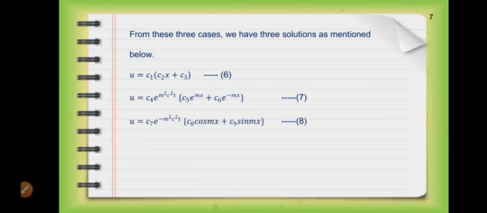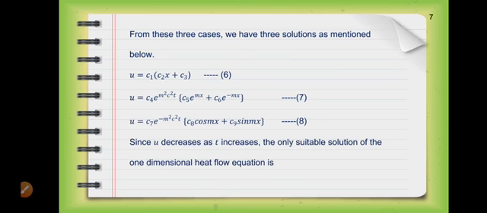But we have to select the optimal solution out of these three solutions. Since u decreases as t increases, the only suitable solution of the one-dimensional heat flow equation is solution number 8, or we can say equation number 8. So u equal to c7 e raised to minus m square c square t into (c8 cos mx plus c9 sin mx) is the stable and suitable solution for the one-dimensional heat flow equation.